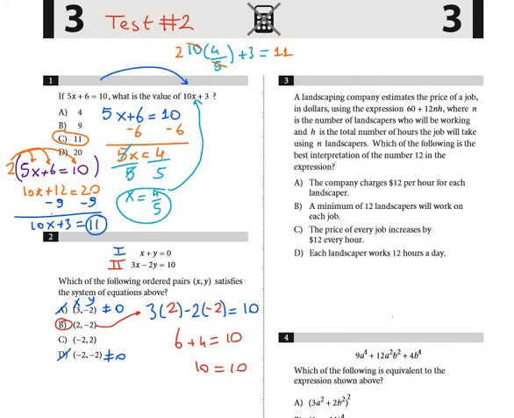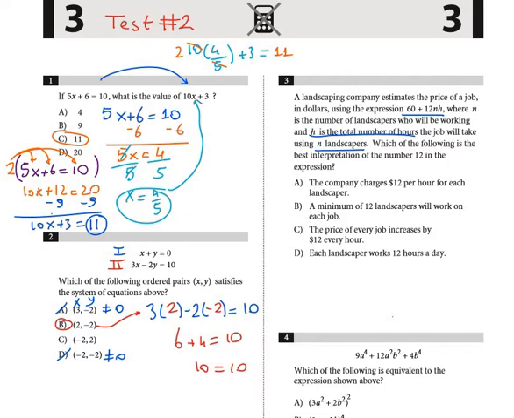Question number 3. A landscaping company estimates the price of a job in dollars using the expression 60 + 12NH, where N is the number of landscapers who will be working and H is the total number of hours the job will take using N landscapers. Which of the following is the best interpretation of the number 12 in the expression?